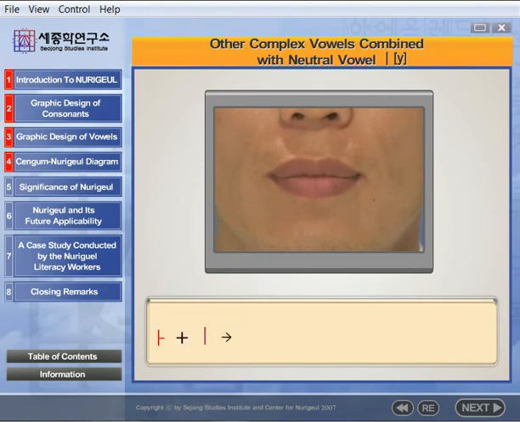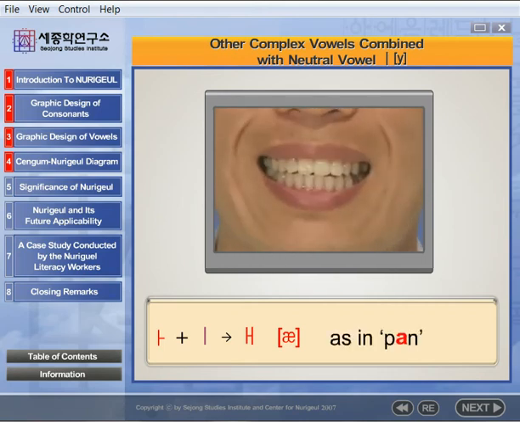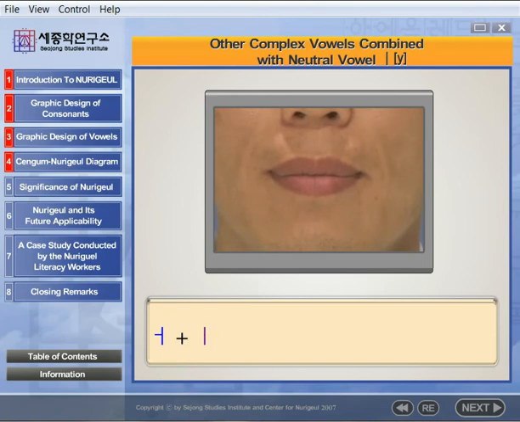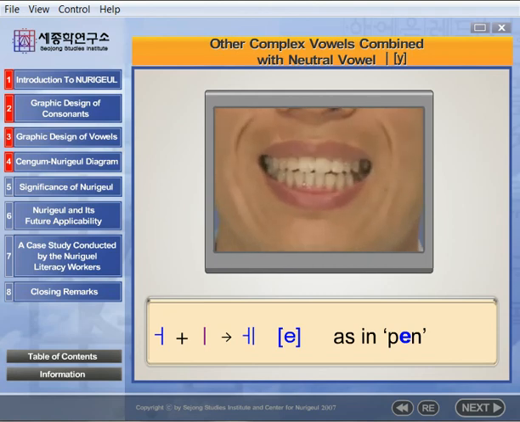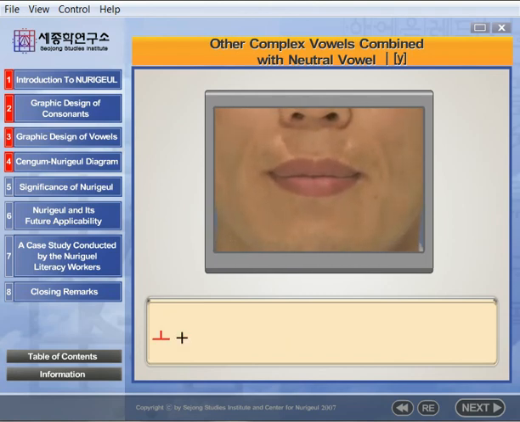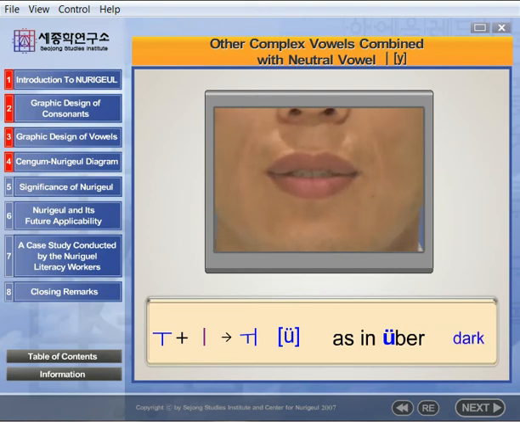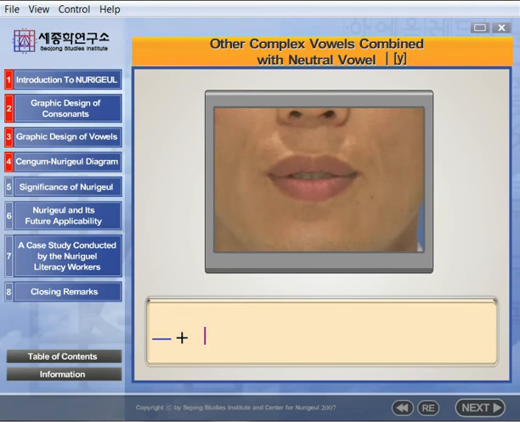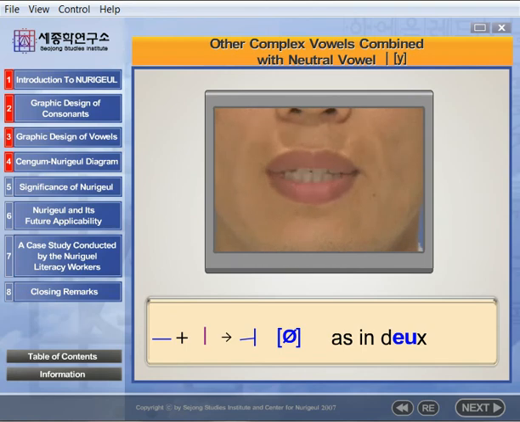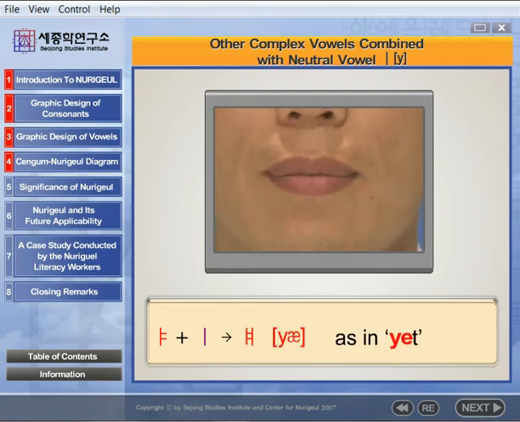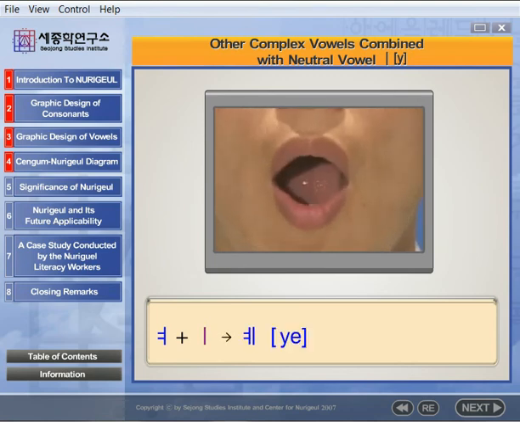아 plus 이 makes 애, as in pen. 어 plus 이 makes 에, as in pen. 오 plus 이 makes 외, as in great. 우 plus 이 makes 위, as in river. 으 plus 이 makes 의, as in 드. 야 plus 이 makes 얘, as in yet. 여 plus 이 makes 예, as in yes.